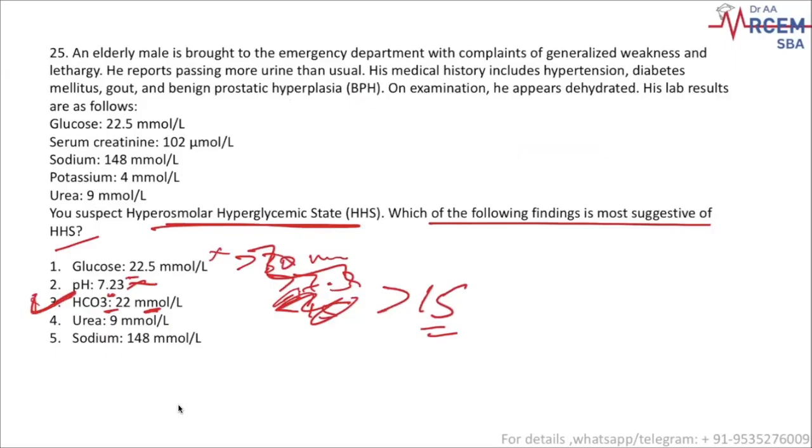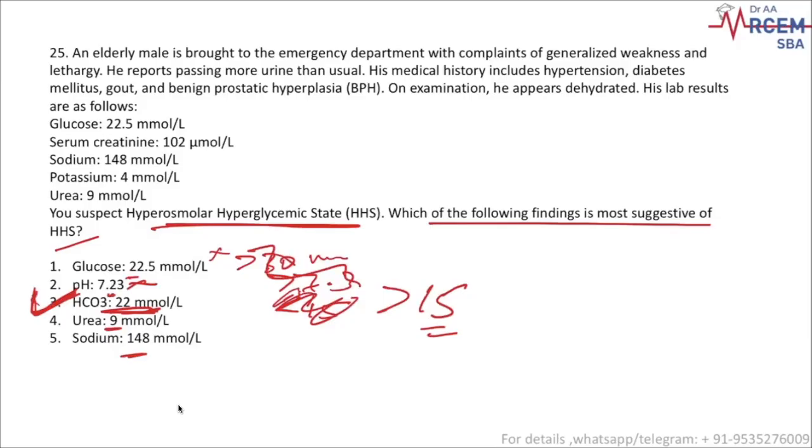Urea doesn't come in the diagnosis at all. Sodium doesn't come in the diagnosis at all. So this is the right option which appeared in the last diet. So bicarb more than 15, that is 22, suggestive of an HSS, goes in favor.